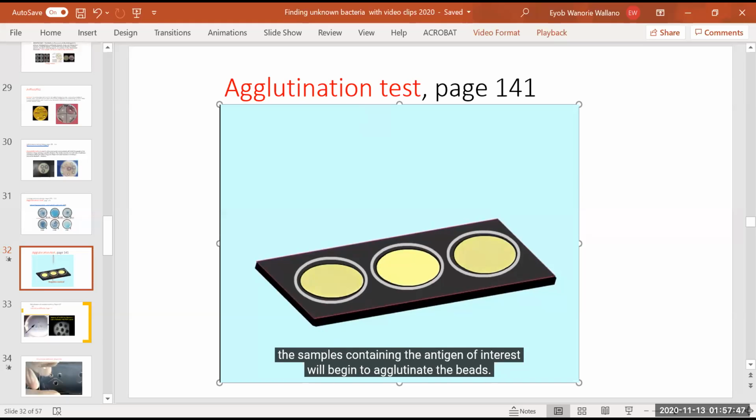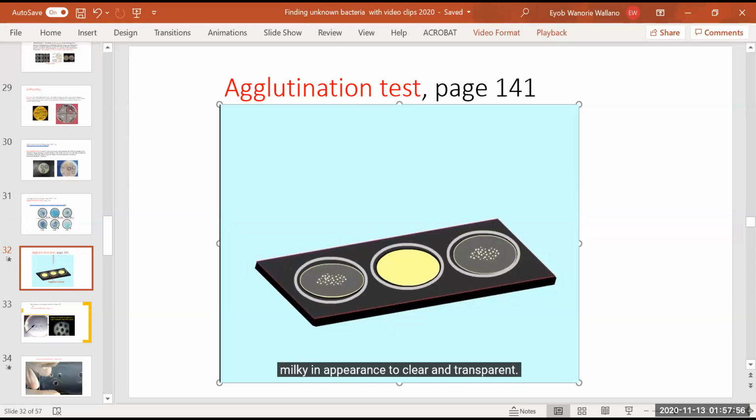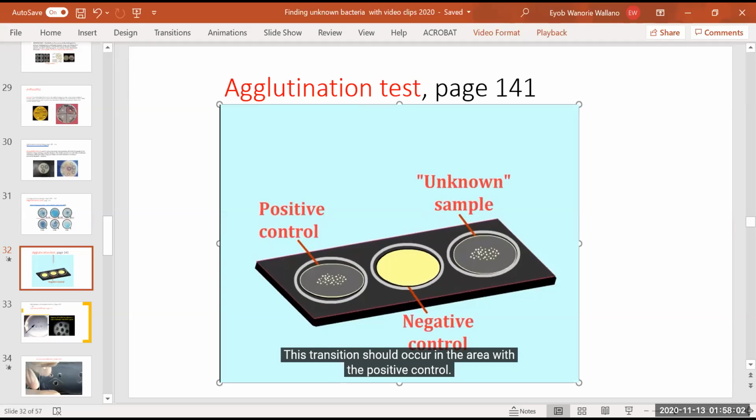and the samples containing the antigen of interest will begin to agglutinate the beads. This will produce the appearance of visible clumps, and the solution itself will turn from milky in appearance to clear and transparent. This transition should occur in the circle with the positive control. If the antigen is present in the unknown sample, then it will form clumps. The negative control circle should remain unclumped and opaque.